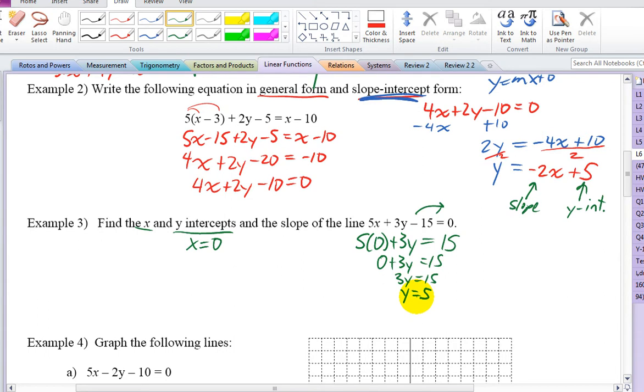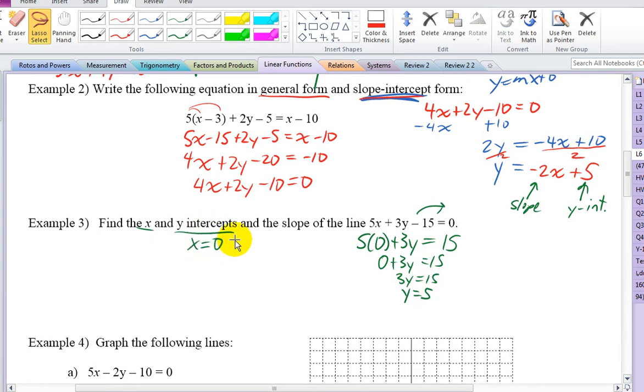Now don't forget that's an actual point. Okay? So your y-intercept is an actual point. The value of the point is (0, 5). That's important because then you can put it into a slope-point equation.